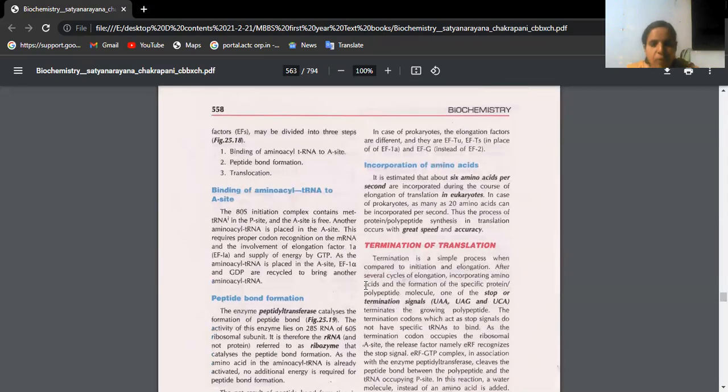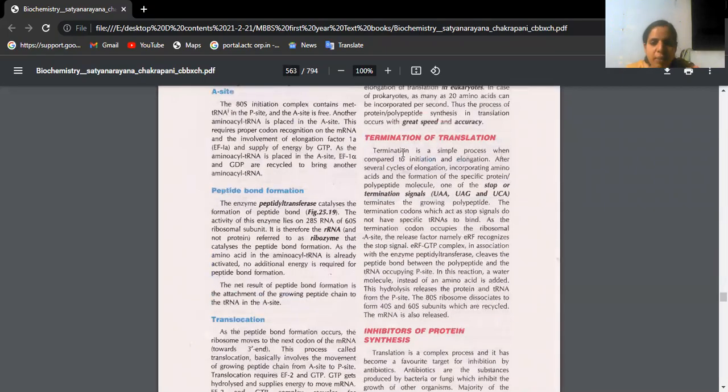So termination of translation. We already know termination. What are the stop signals? UAA, UAG, UGA, you see.